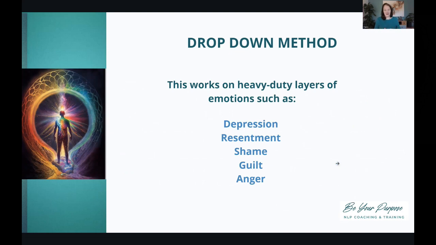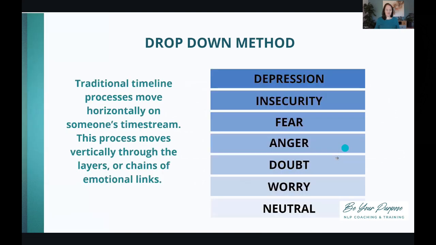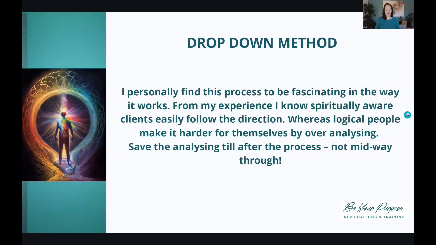So, again, this particular process is for those heavy duty emotions that timeline just hasn't been oomphy enough to resolve. So, things like depression, resentment, shame, guilt, anger, everything that you've done timeline for, and yet you need a bit more oomph. As I said at the beginning, the timeline process traditionally moves horizontally, going back to a time where that negative emotion first got, the root cause. This one, as I said, we're moving through the different layers going down a chain.